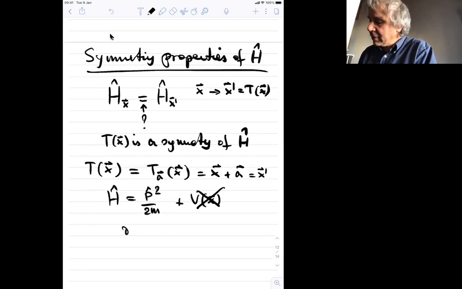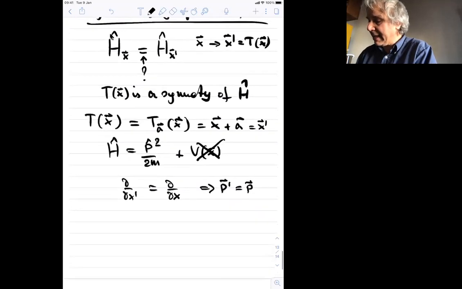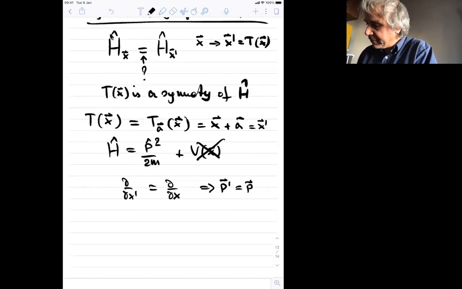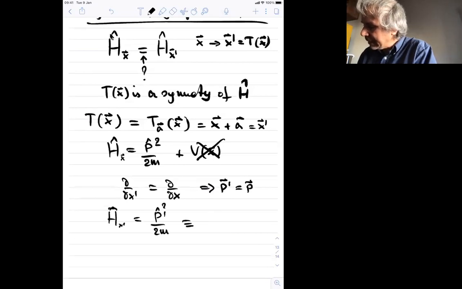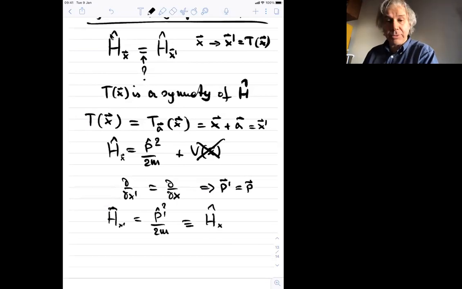Now, since the derivative with respect to x prime is equal to the derivative with respect to x, I'm simply translating the x. It's obvious that the momentum in the new variable is equal to the momentum in the old variables, because the derivatives are the momenta. And therefore, in the new variables, if this was the Hamiltonian in the x variable, I do have that the Hamiltonian is equal to P prime squared over 2M. So the Hamiltonian actually coincides in the new and old variables.